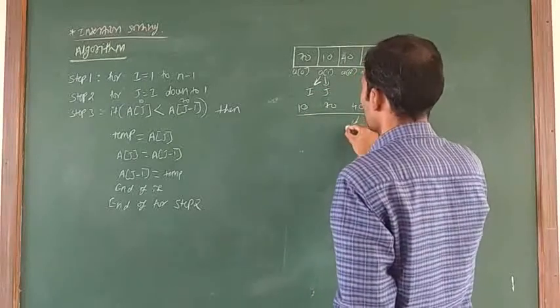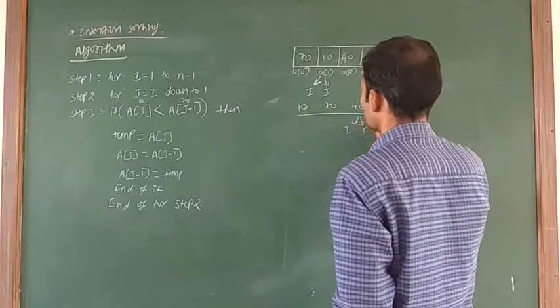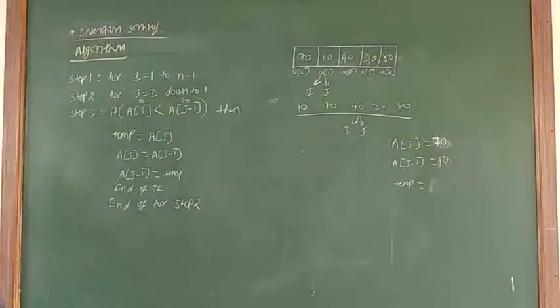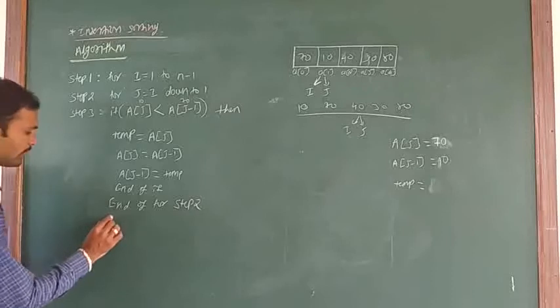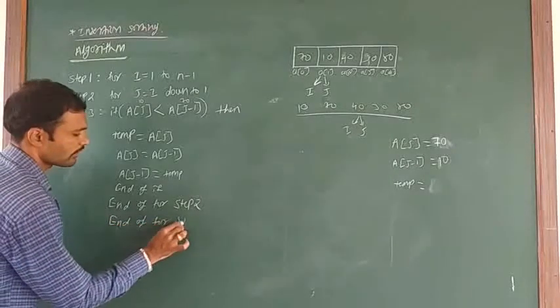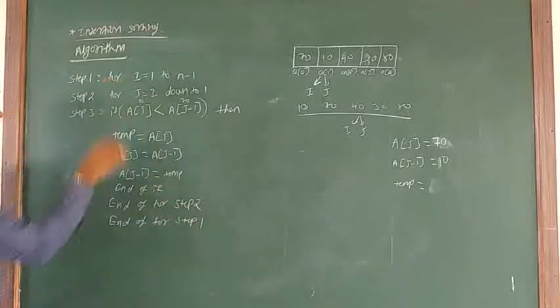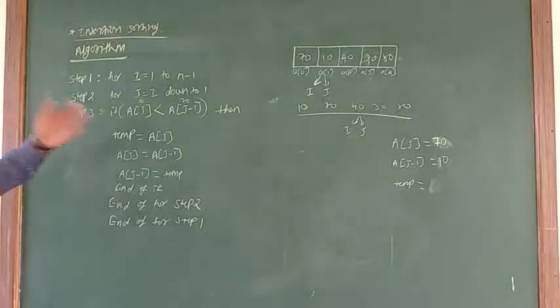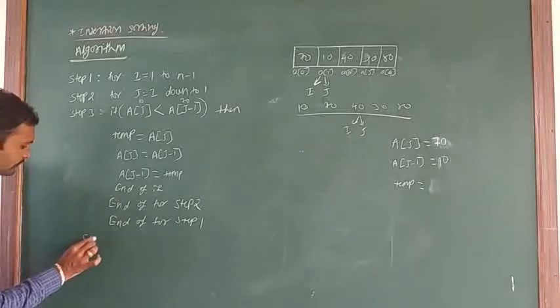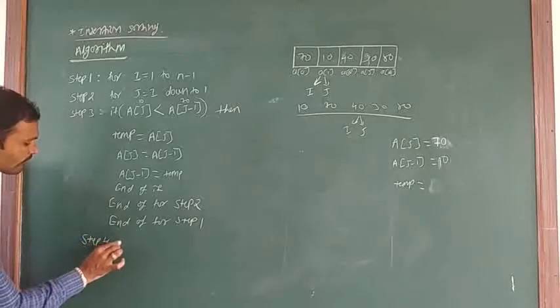So here it becomes i as well as j. Then the process will be continued again. So again end of for, step 1. The last is step 4. Exit.